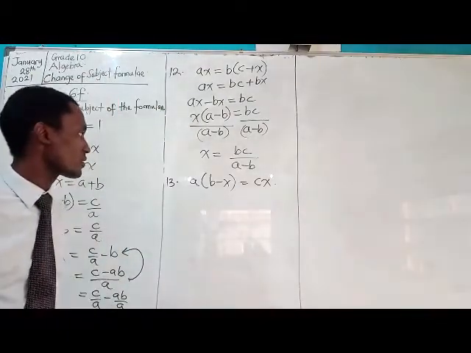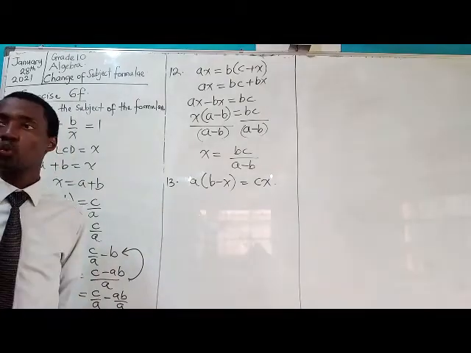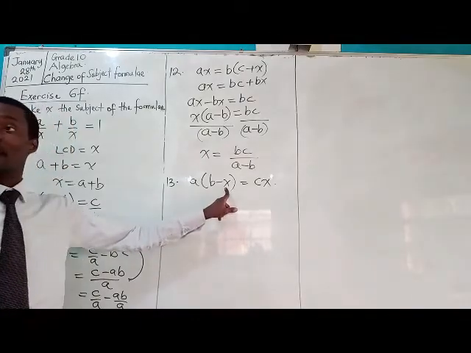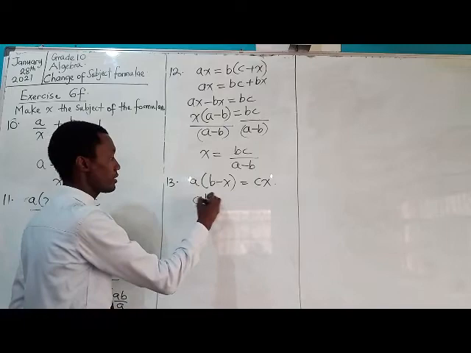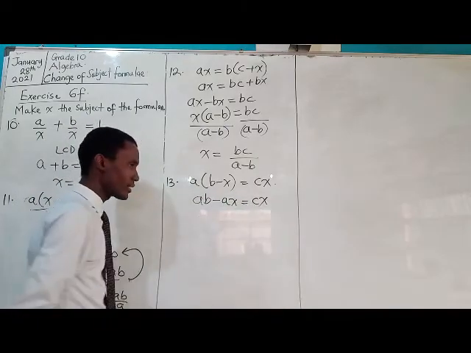So, the question says A into B minus X equal to what? CX. This man is trapped here. We need to rescue him. So, to do that, this will be AB minus AX equal to CX.